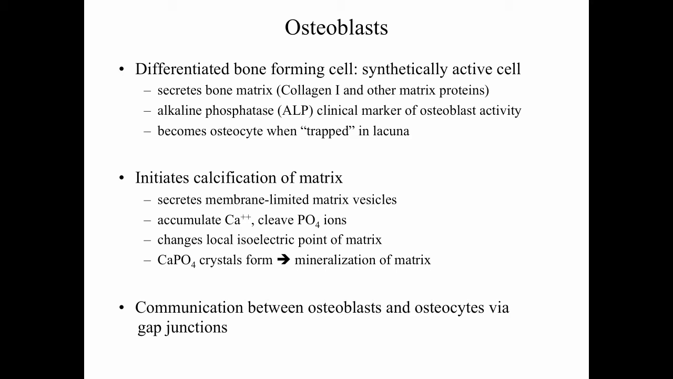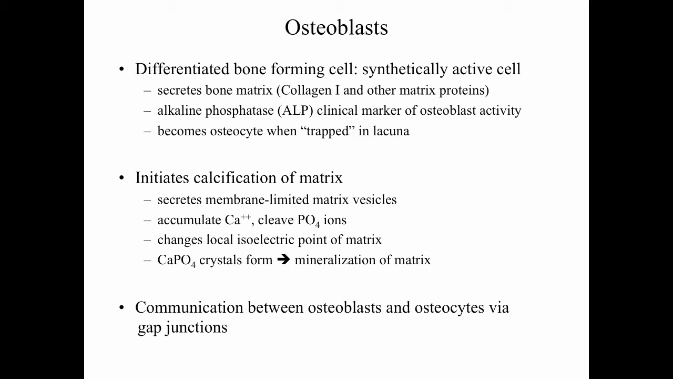The osteoblast and these osteocytes initiate calcification of the bone matrix. They secrete matrix-limited membrane vesicles. Calcium is accumulated in association with these vesicles. Secretion of alkaline phosphatase is involved in cleaving phosphate ions. This actually changes the local isoelectric point of the bone matrix. That causes the calcium phosphate crystals to form, and that leads to mineralization of the bone matrix.